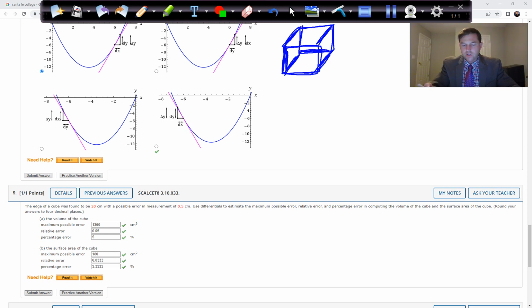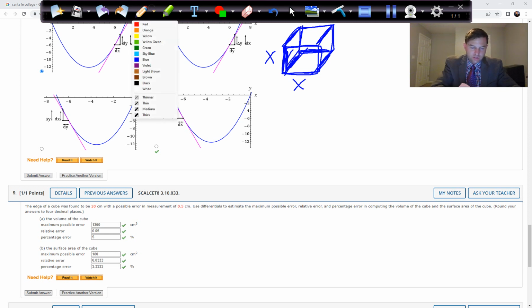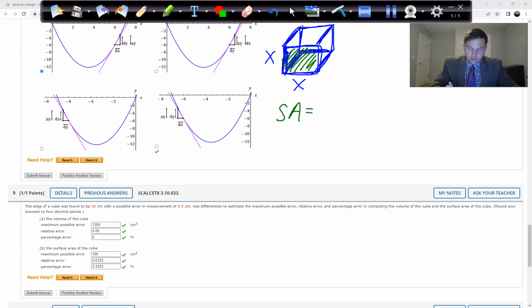Okay, there's our cube. Surface area: imagine any one of these sides. They're x in one dimension, x in the other. So any one side has a total area of x squared. And we just have to know that in a cube there are 6 sides. So one side is x squared times 6 of them. The surface area is 6x squared.